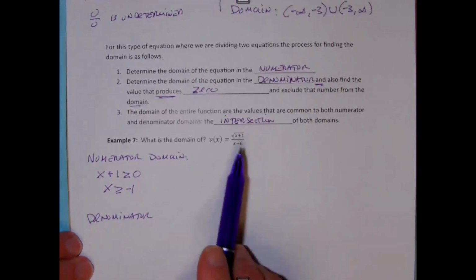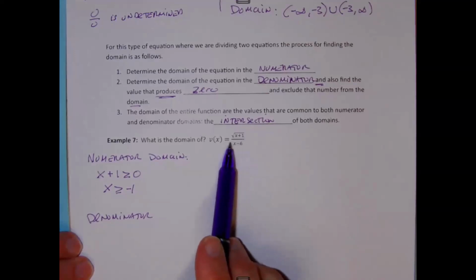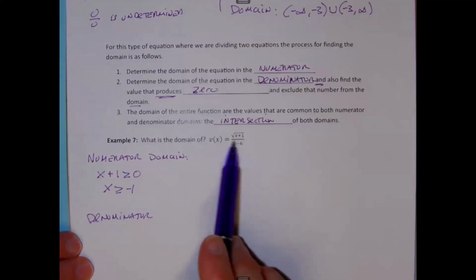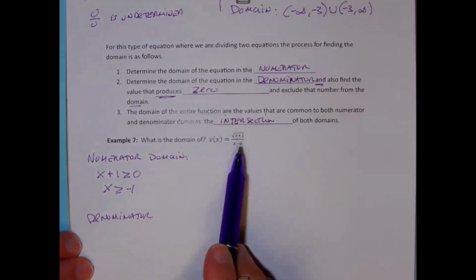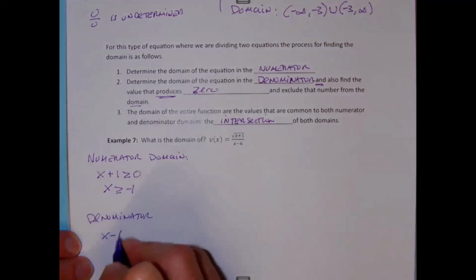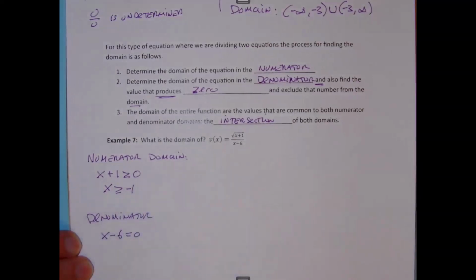Well, the denominator is a different story. This denominator has all real numbers. So the domain of the denominator is all real numbers. Not a problem here. So the next thing we need to do is figure out what causes this, if anything, to become a 0. So what causes this to become a 0? And the answer is, well, when I solve, it looks like it's 6. So what do I have here?